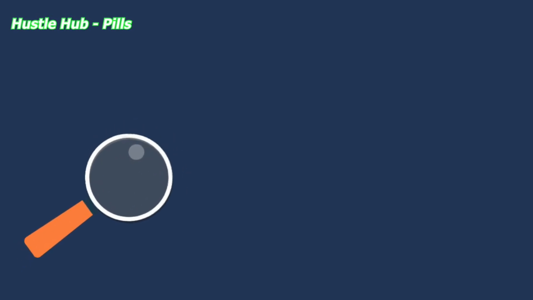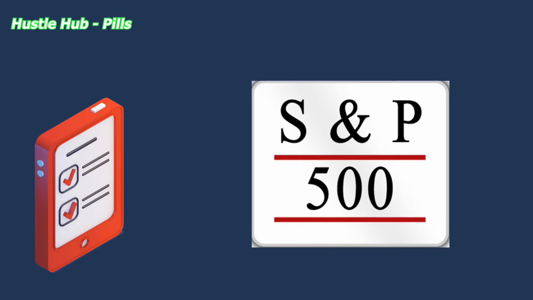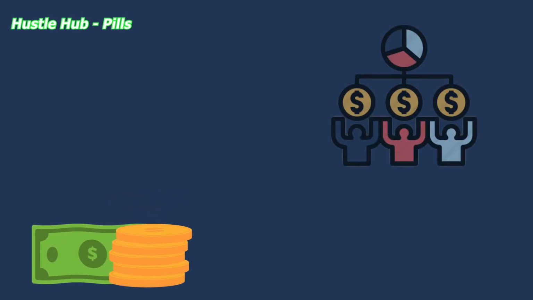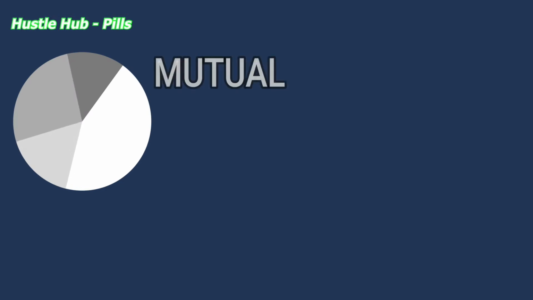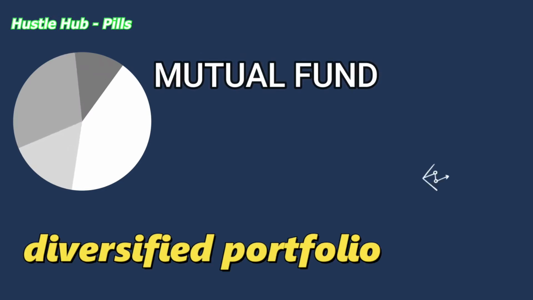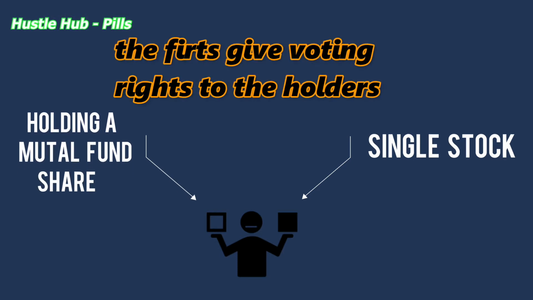It can be focused on a particular sector like retail, tech, etc., or they can replicate specific indexes like the S&P 500. When you buy a mutual fund, you're a shareholder that takes the profits, the dividends, or the losses that may occur. By holding a share in a mutual fund, you're holding a diversified portfolio of stocks. The difference between single stocks and holding a mutual fund share is that the first give voting rights to the holders. It doesn't work this way in case of mutual funds.